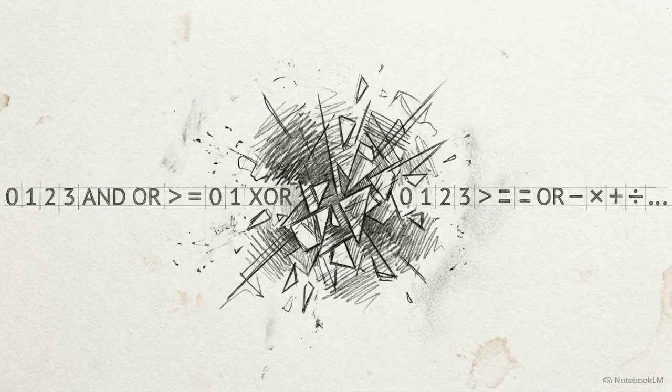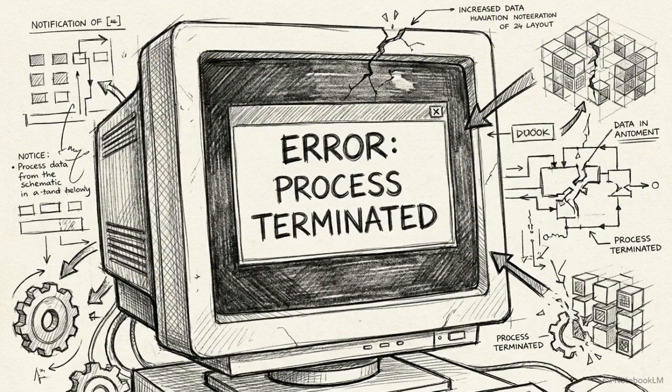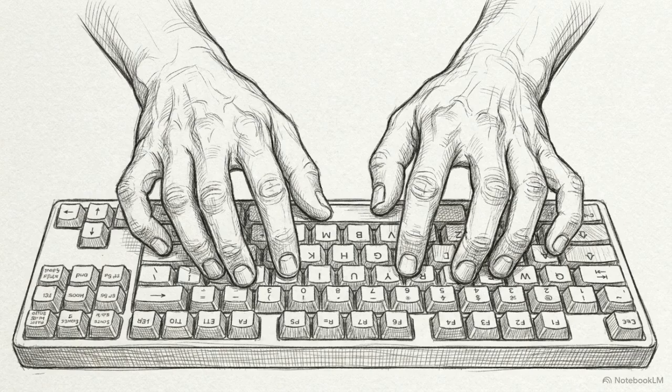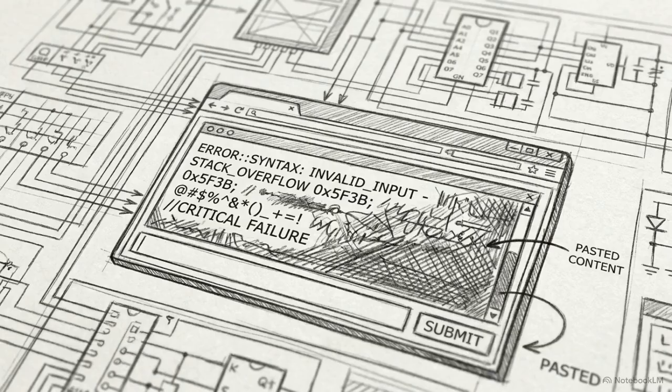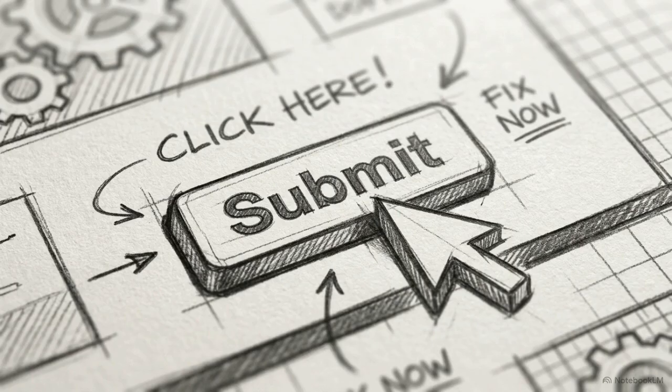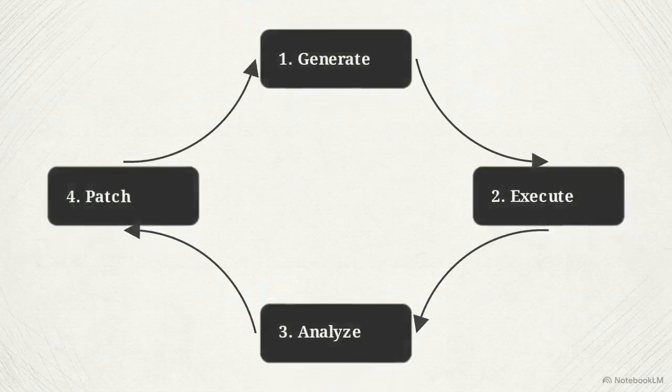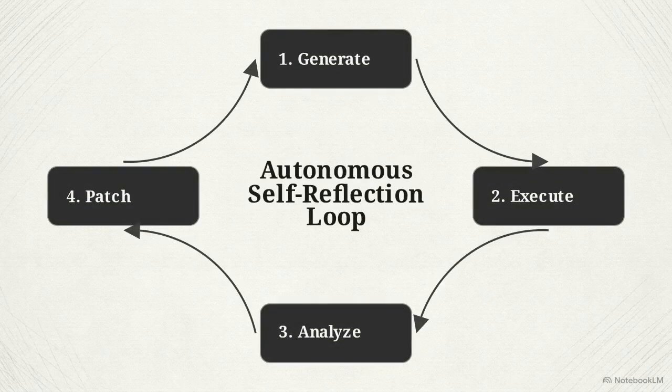Even with perfect task decomposition, any continuous code generation spanning a long horizon will inevitably encounter mathematical and logical errors. When traditional AI models fail during execution, they halt the process. They require human intervention to retrieve the error log, paste it back into the interface, and request a fix. GLM 5.1 solves this through its autonomous self-reflection loop.